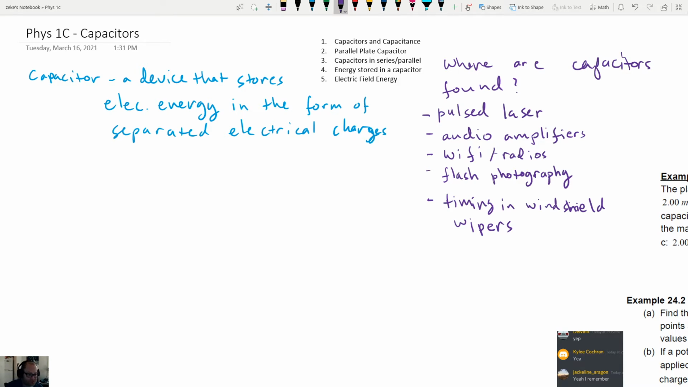So capacitors are used in all kinds of things. And this will be true for some other stuff that we're going to learn about over the next few weeks. Capacitors are what we call a passive circuit element, and there are going to be 3 or 4 that we talk about in this class.